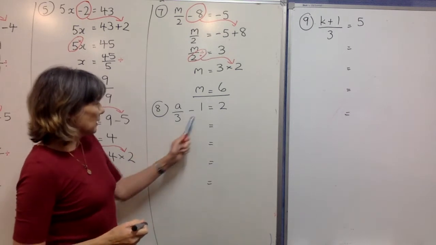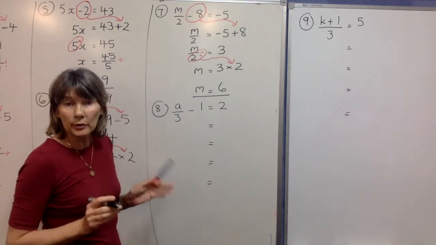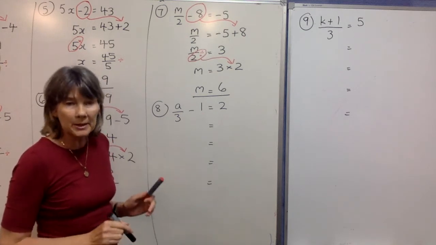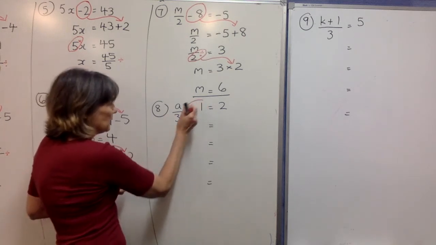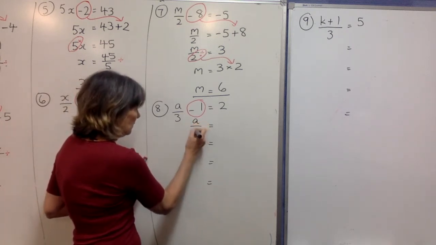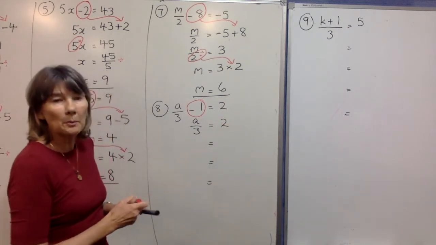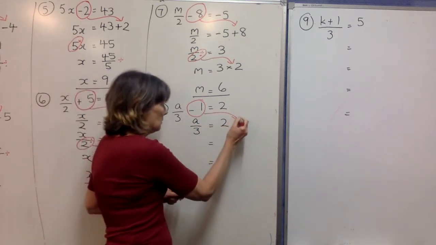All right, in this next one, we have to get rid of the 3 and the minus 1. Which one goes first? Which one's not the best friend? It's this one here. So we're going to keep the a over 3, copy the 2 down on the right-hand side, and what's the opposite of minus 1? Plus 1.